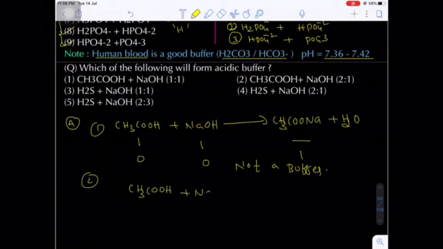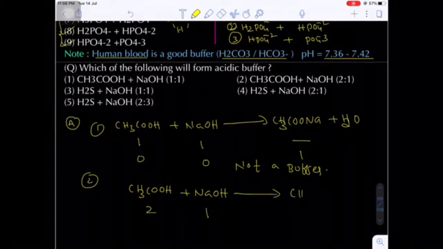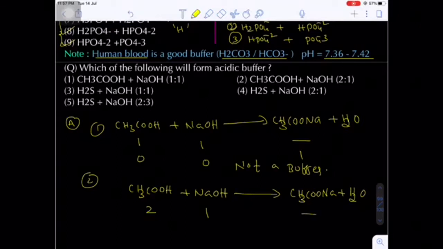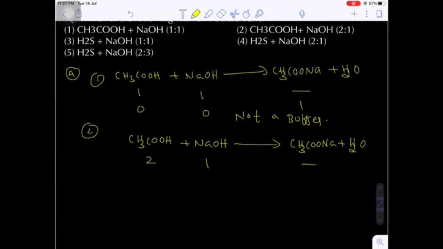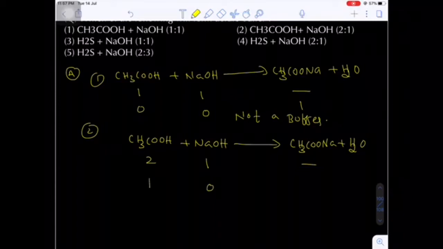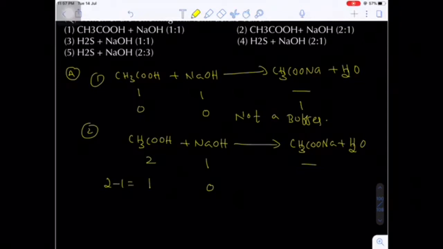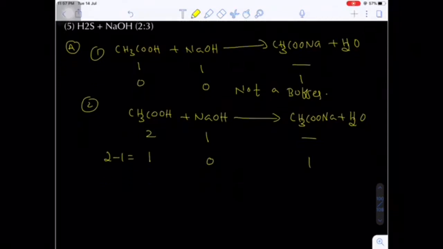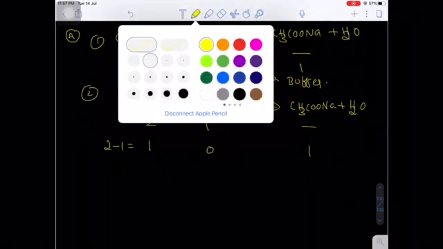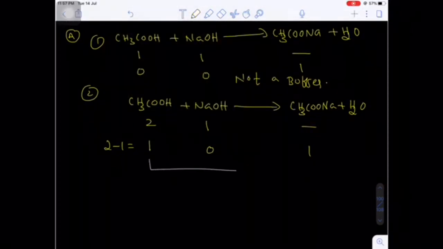Now the second one. In the second one what happens? Acetic acid plus sodium hydroxide, but in the question it is given in 2:1 molar ratio. This is 2 moles, this is 1 mole. Let's suppose again we write the equation, that gives sodium acetate and water. Now here acetic acid and NaOH will react in 1:1 molar ratio. So NaOH is completely consumed and 1 mole of acetic acid will be left, because 2 moles are there and 1 mole will react. So 1 mole of sodium acetate salt will be formed.